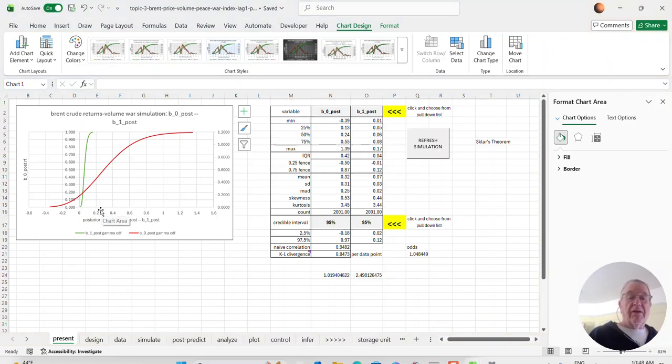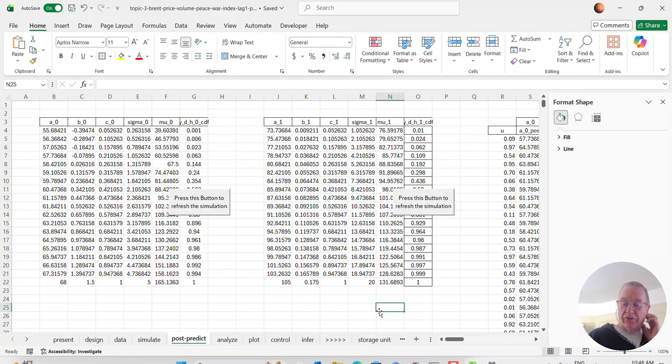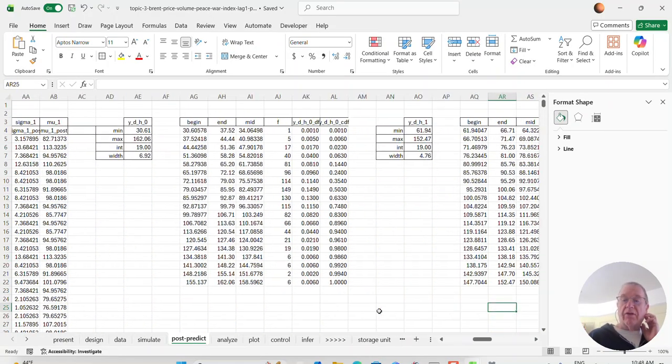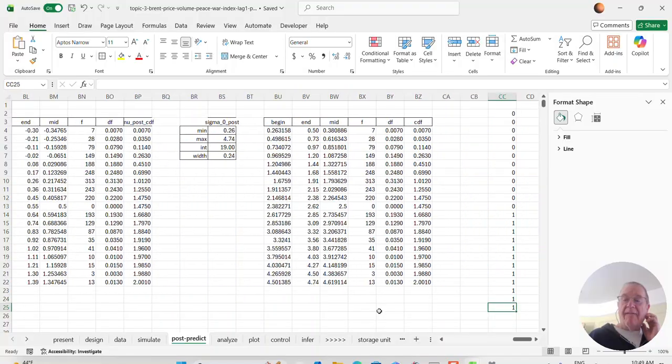Okay. What the divergence does actually, just one last thing to look at in the post predict, divergence is calculated way over here, isn't it?